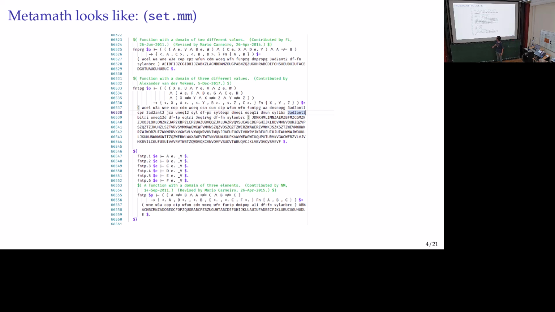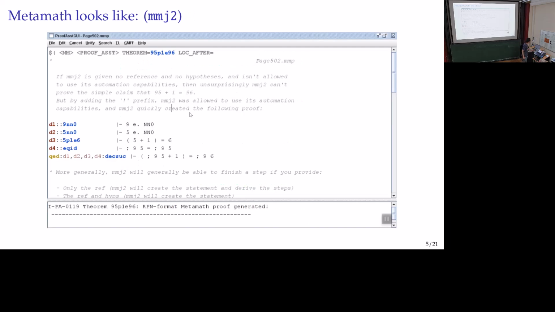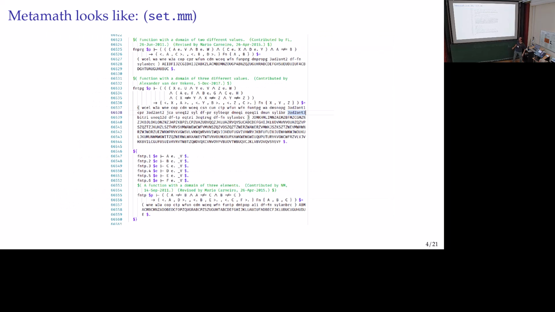And these are hypotheses for the theorem. And then this funny business here is a compressed proof script, well, okay, maybe I shouldn't say proof script. It is a compressed proof term of the theorem, and there are other ways of viewing that. This is MMJ2. This is a proof assistant for Metamath, so people don't actually write these lines themselves.